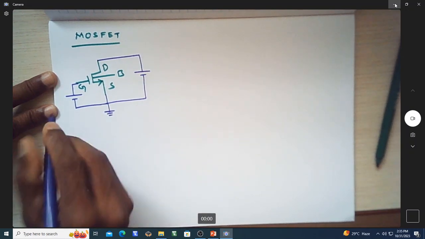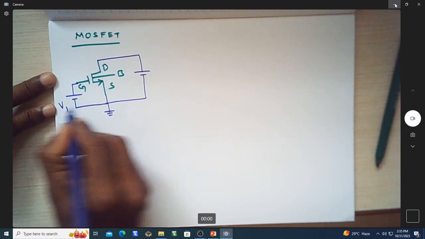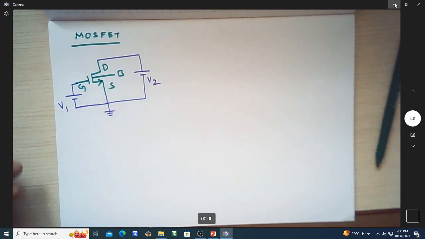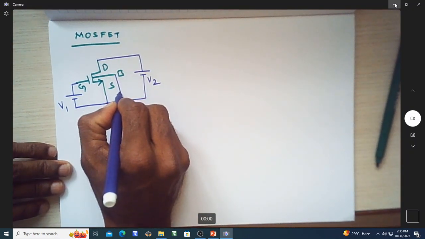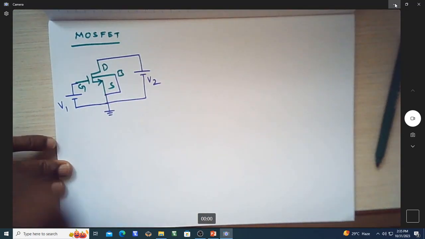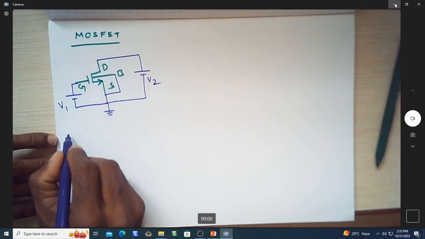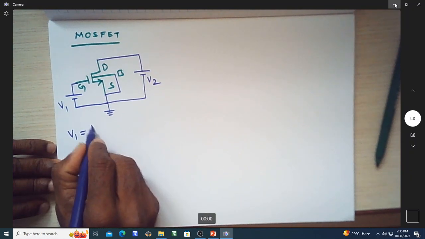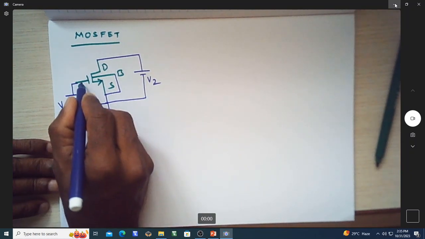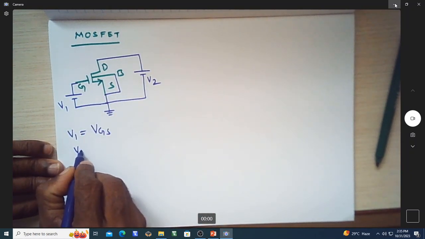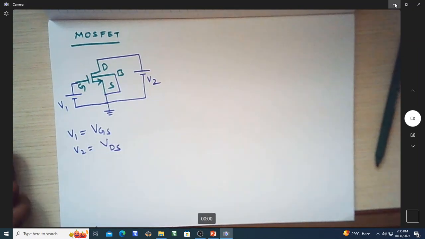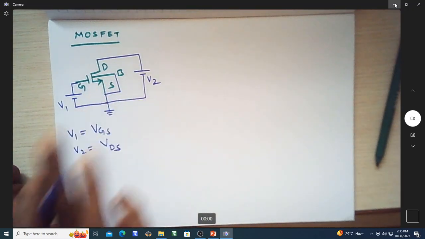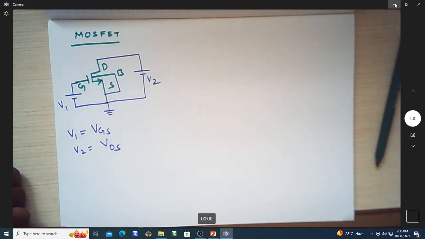This is the ground. I'll say this as V1, V2, and this bulk is usually connected to the source, and we will have V1 voltage as equal to gate to source voltage and V2 as equal to drain to source voltage. And we want to see the characteristics of this.